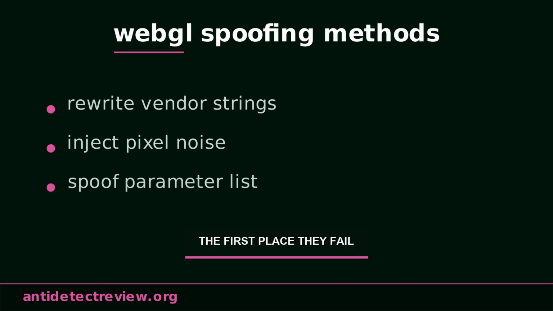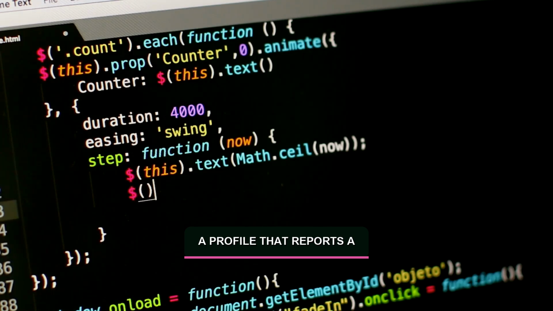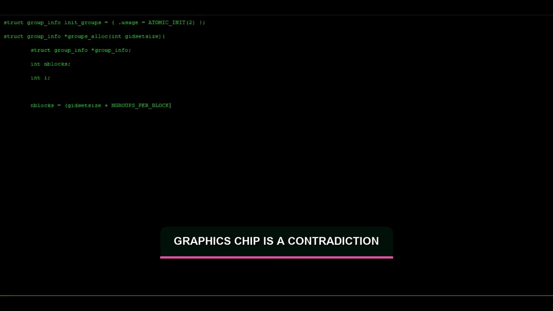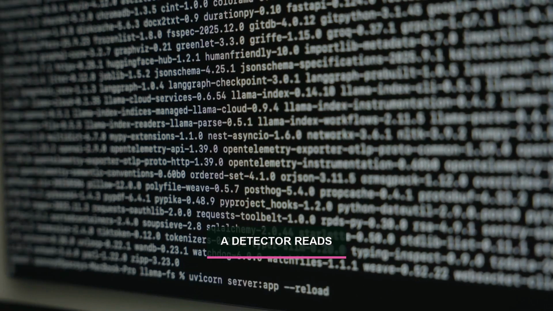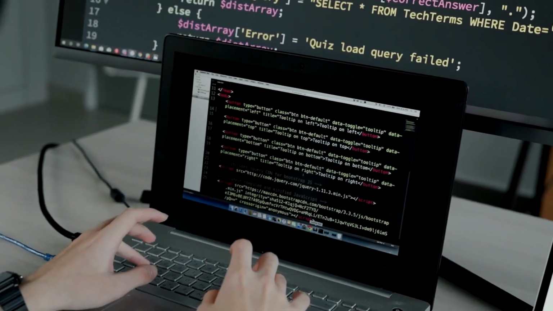The first place they fail is agreement, because WebGL does not stand alone. The canvas and WebGL are both drawn by the same GPU, so their stories have to match, and both have to agree with the operating system the profile claims to be. A profile that reports a Windows machine at the page level, while its web renderer names an Apple graphics chip, is a contradiction a detector reads instantly. Changing the string is easy. Keeping the string, the pixels, the canvas, and the platform all pointing at one believable machine is the hard part, and it is the part that actually matters.